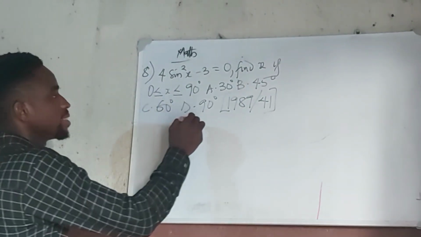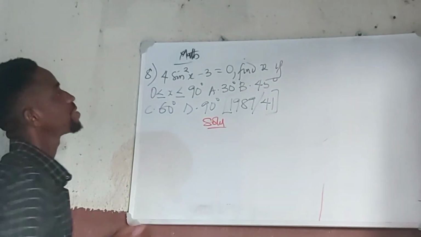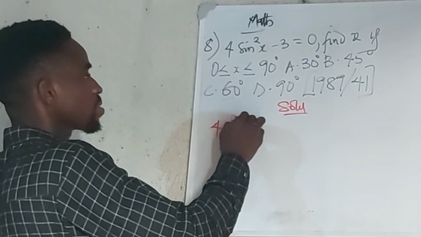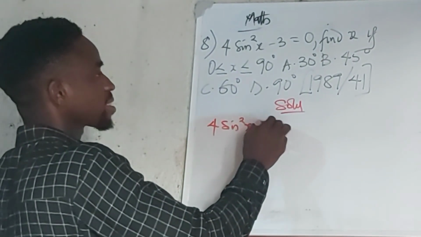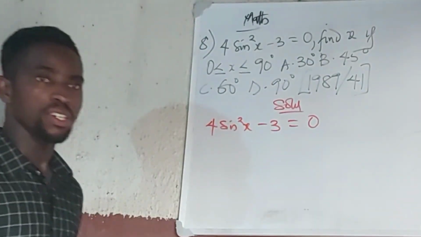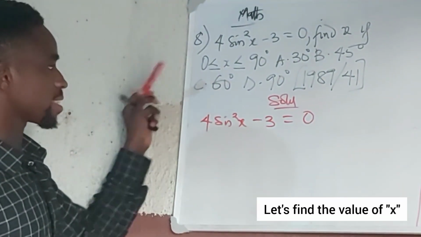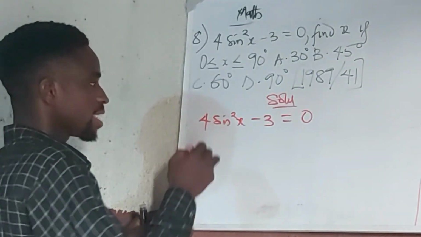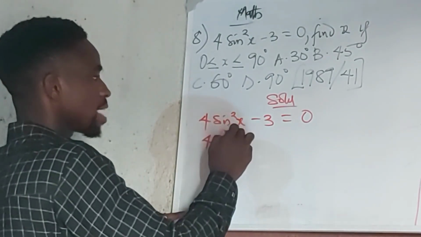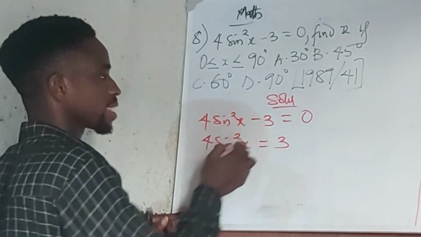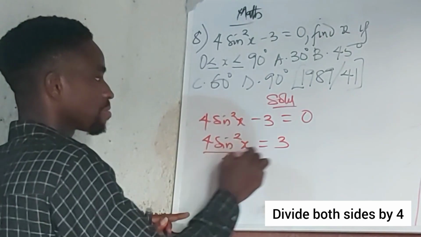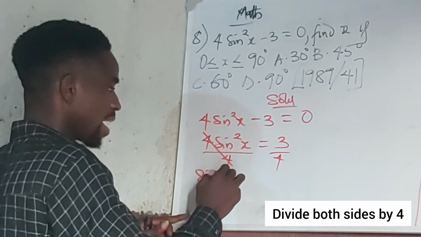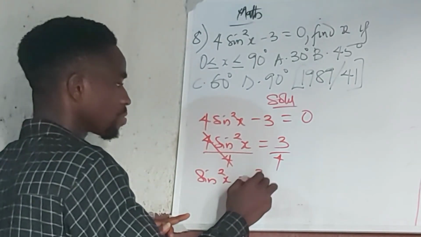Question 8. We have that 4 sin square x minus 3 is 0. So we are looking for x. So let's try to make x the subject. First, we move this guy. I'll have that 4 sine squared x is 3. Divide both sides by 4, and we are having that sine squared x is 3 upon 4.